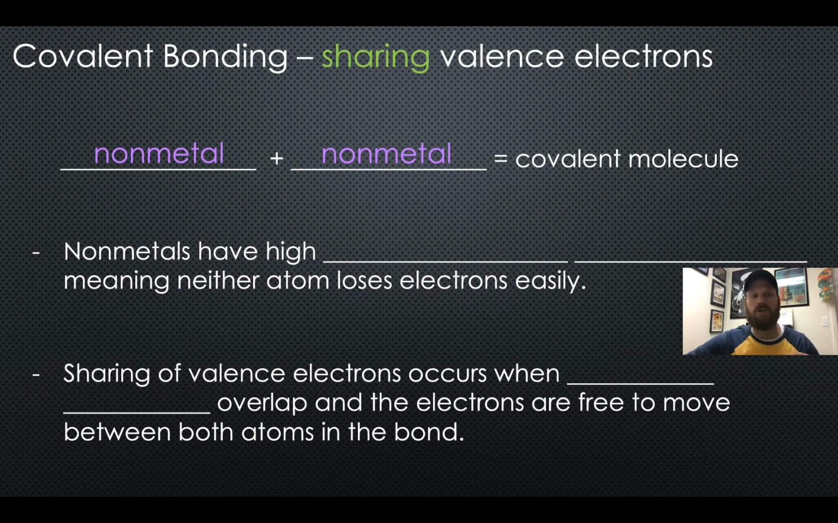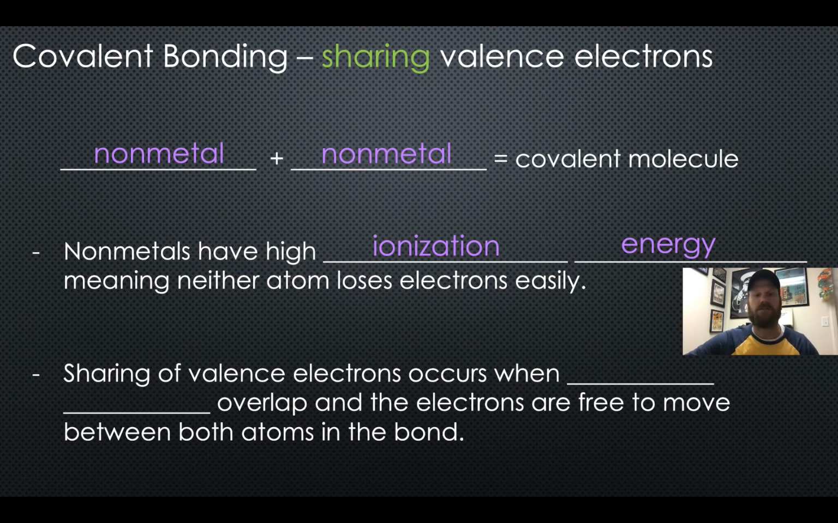Now, why are two nonmetals forming a different type of bond? It has to do with the size of the nonmetal atoms and the fact that removing an electron from a nonmetal requires a lot of energy. Since nonmetals have such high ionization energies, neither atom is willing to lose electrons.